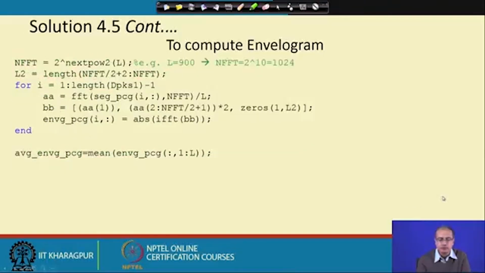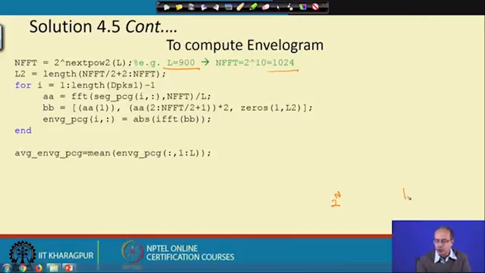then we have to find out how to take the Fourier transform, and invariably we are looking for the FFT for that purpose. And we know for FFT the length should be of the form 2 to the power n. So, we are trying to find out the length. For example, in this case the maximum length L is 900. So, the next value which is 2 to the power n is 1024. How do we find it out?